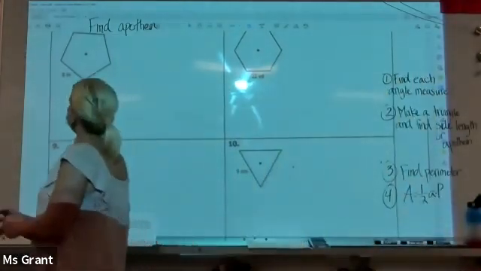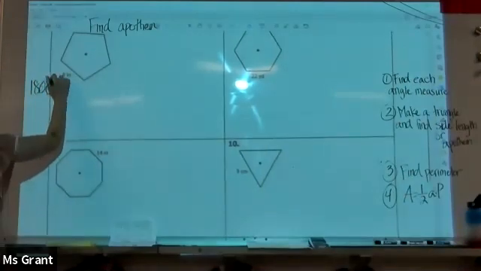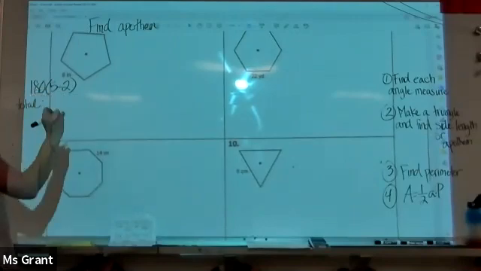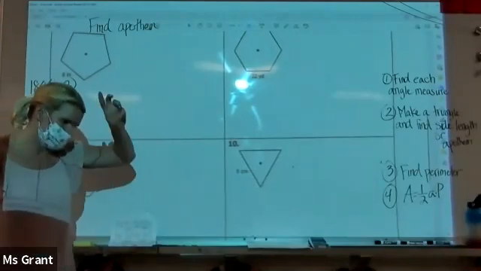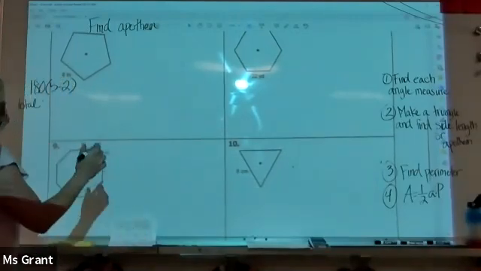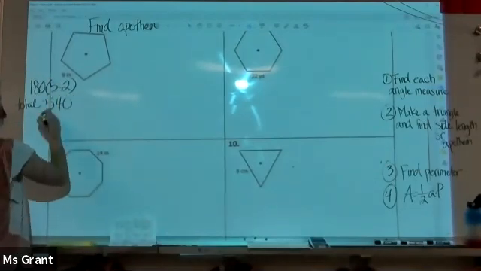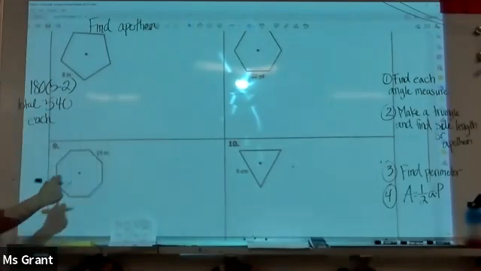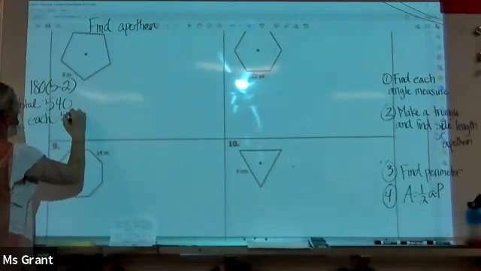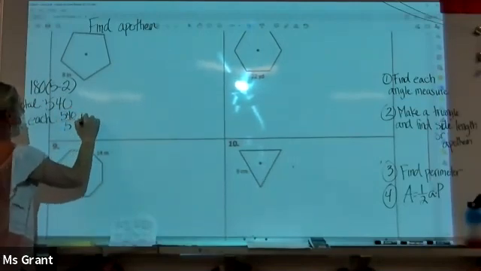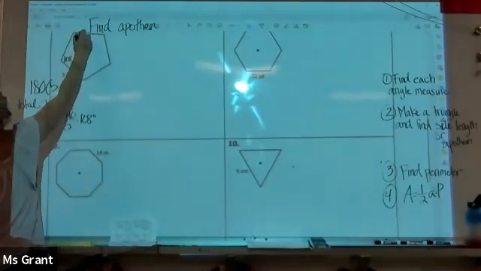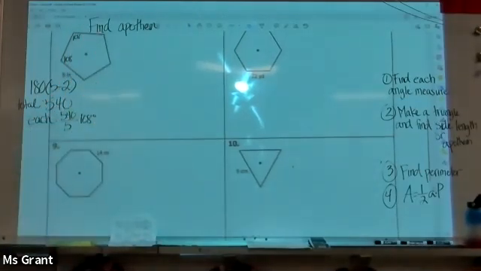There is 180 times (5 minus 2). The total, 180 times 3, is 540. 540 divided by 5 is 108 degrees. 108.